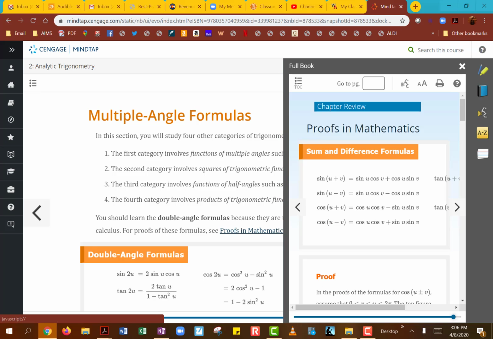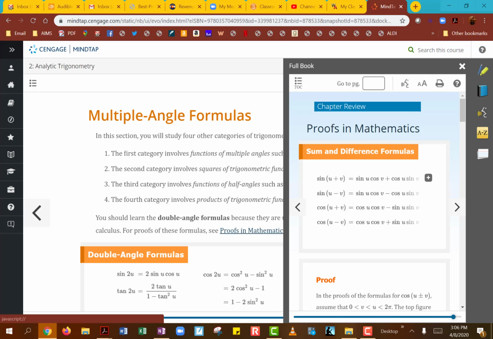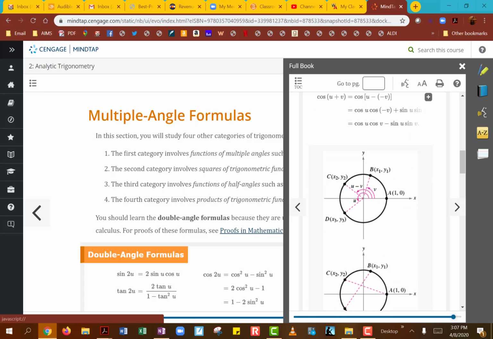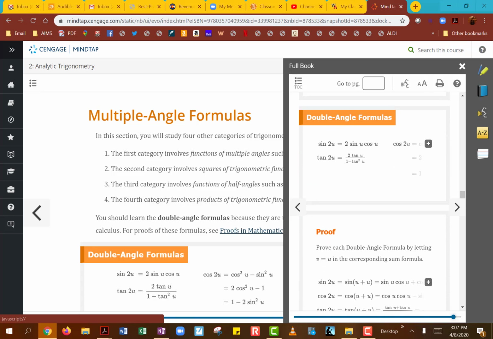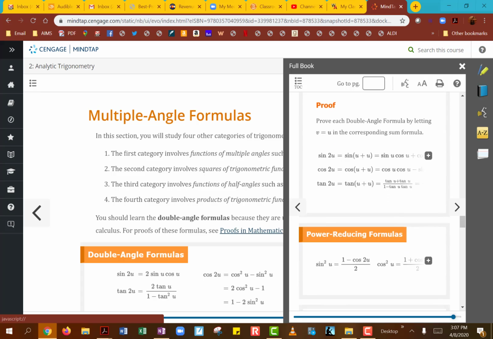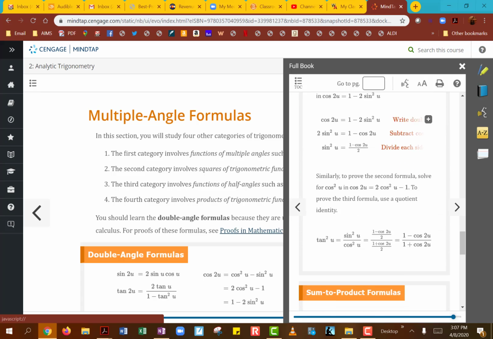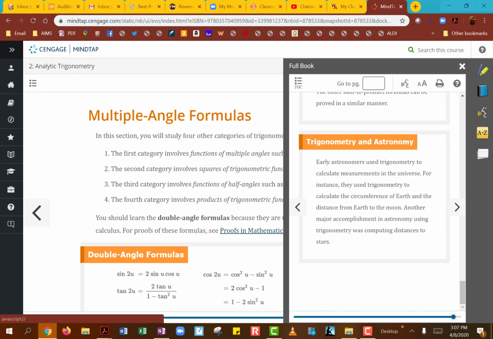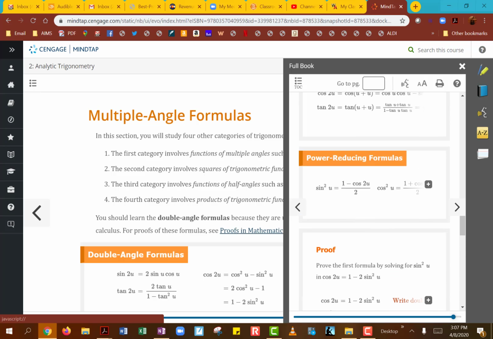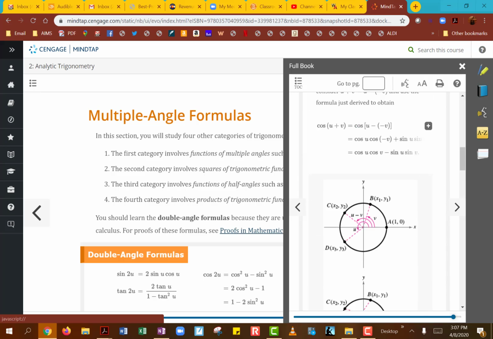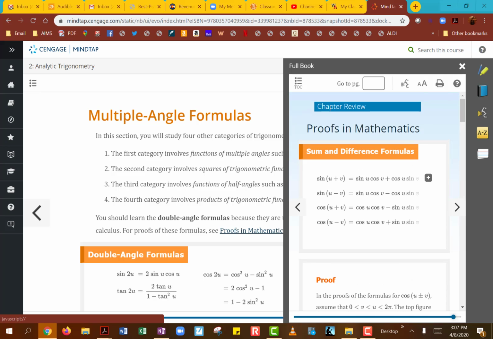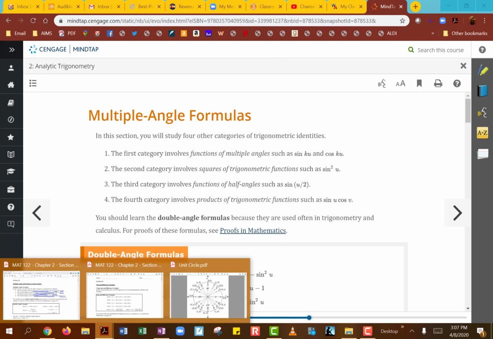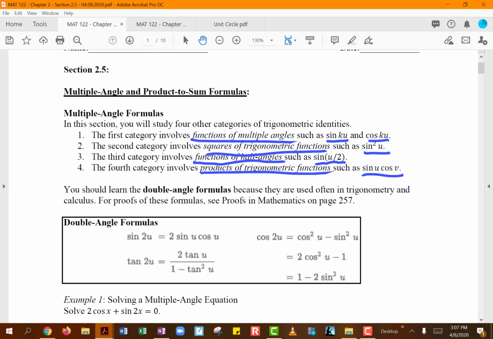Okay, so this is where you will be able to see your proofs for, of course, we have the sum and difference formulas from the last section, but as you scroll down, you will see the proofs for your double angle formulas, for your power reducing formula, sum to product formulas. If you just wanted to come and kind of look at these proofs, it's kind of neat. They show you how they came up with these formulas and stuff like that. So you can take a look at it if you like. Okay, so let's go back over here.